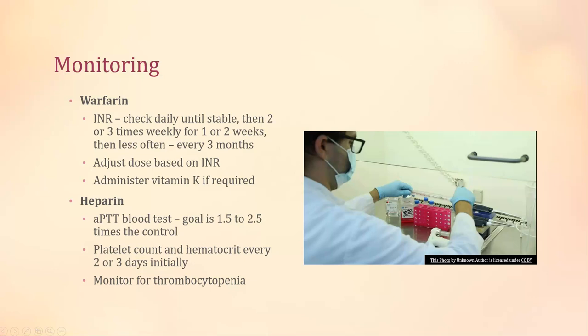For heparin, a PTT blood test, the goal is 1.5 to 2.5 times the control. Platelet count and hematocrit every 2 or 3 days initially, and monitor for thrombocytopenia. Thrombocytopenia tends to occur about the 4th day and it resolves despite continued heparin therapy. Thrombocytopenia severe enough to require discontinuing therapy may occur about the 8th day of therapy.